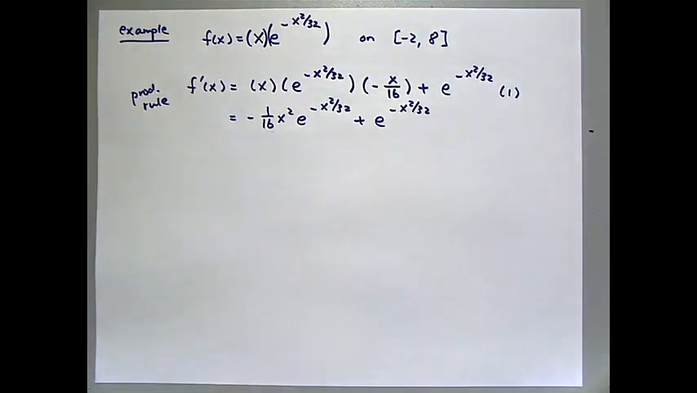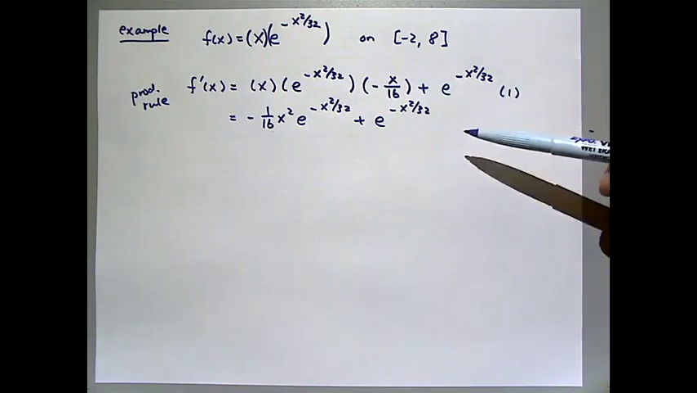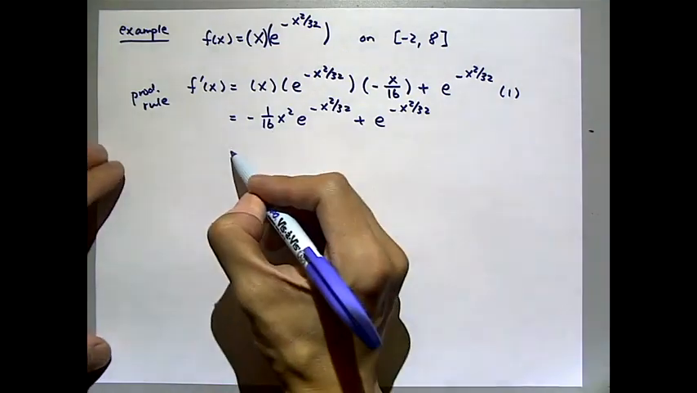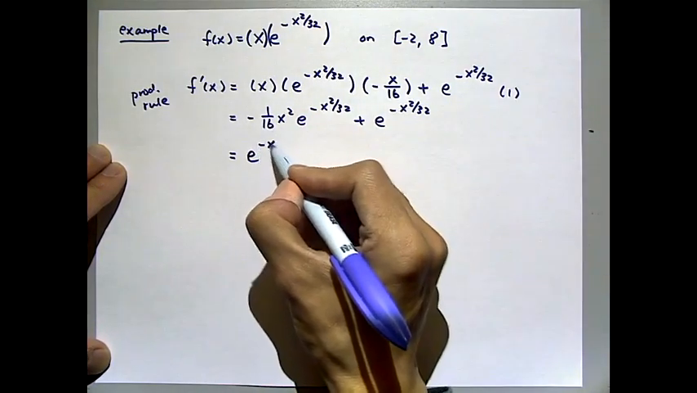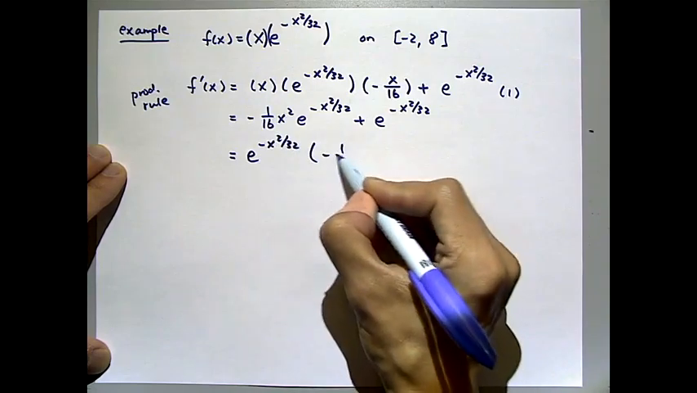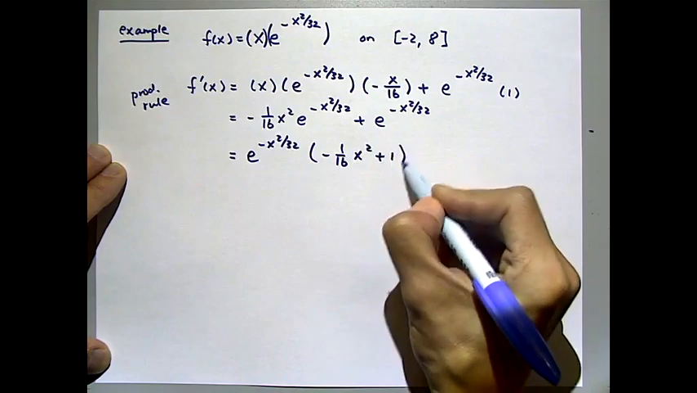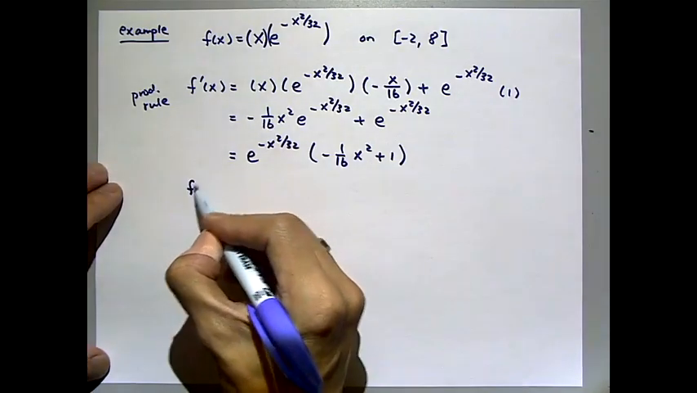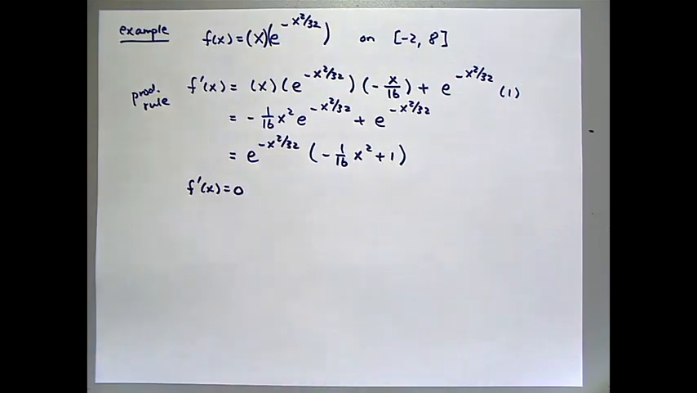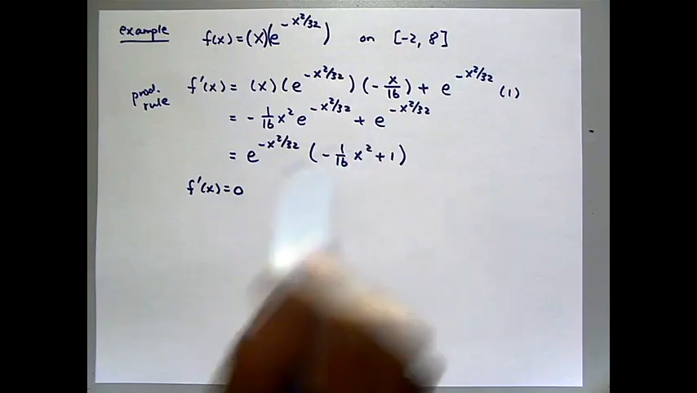Okay, so just like last time, now we're interested in where this thing might be 0 and where this thing might ever become undefined. Let's factor out this e to the something. So here we wrote this entire thing as e to the something times, here's a quadratic function, minus 1 over 16 x squared plus 1. Now we find out where this might be 0. Very good. That's one of the reasons why we wanted to factor this out.